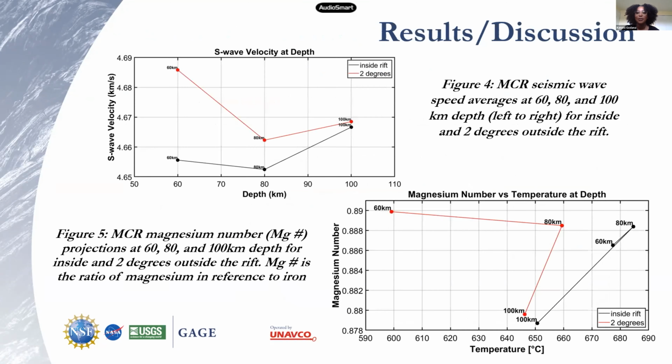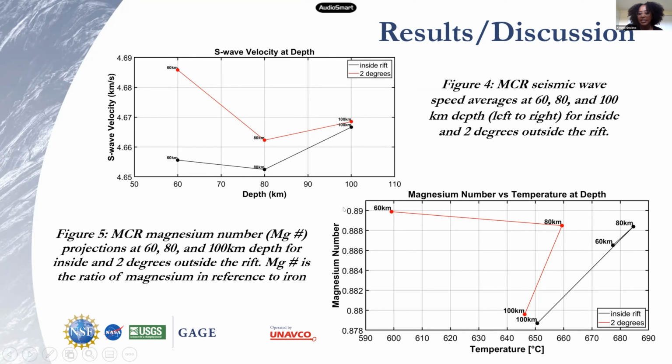And as for what we found, you can see in figure 4 that at more shallow depth, so at 60 kilometers, there's more of a difference in S-wave velocity as well as magnesium number. So over here, at 60 kilometers, there's about a 0.03 difference in terms of velocity. And then for context, the error is about 0.01. So it is significant. And then as we go at depth, they converge.